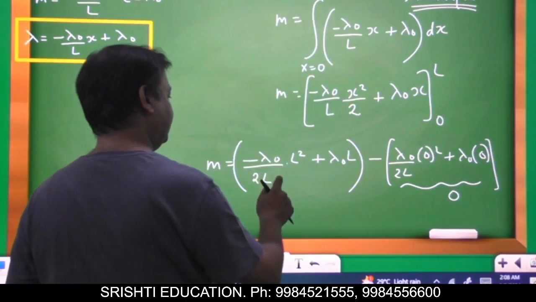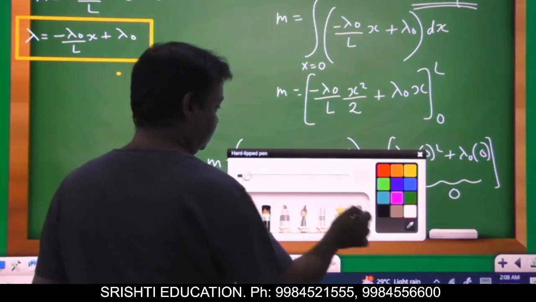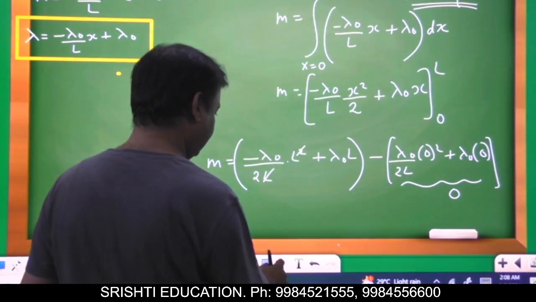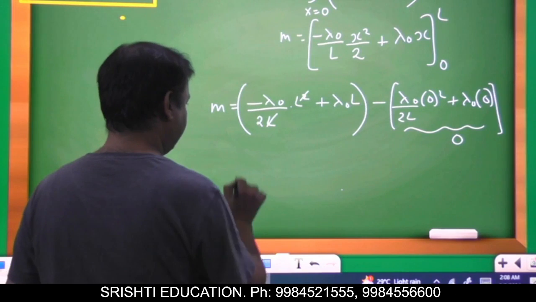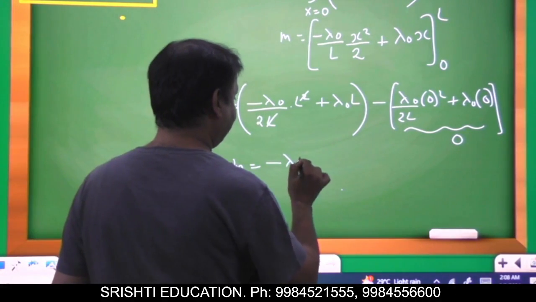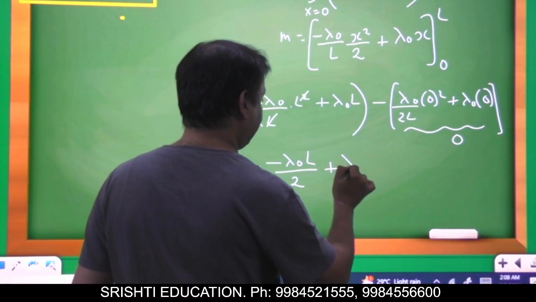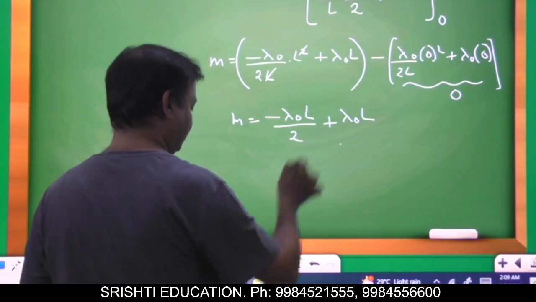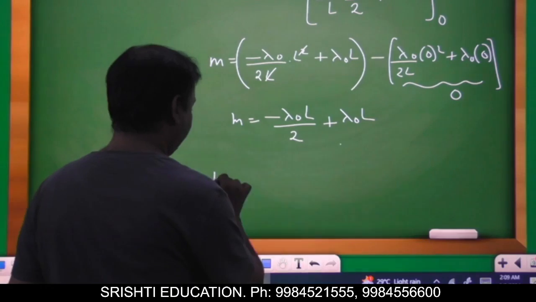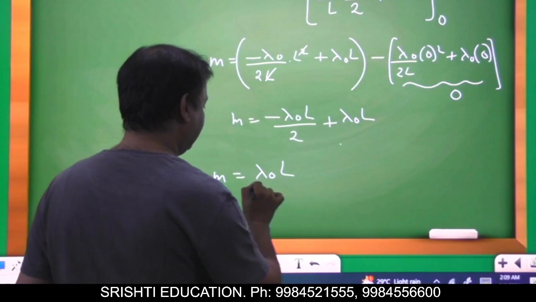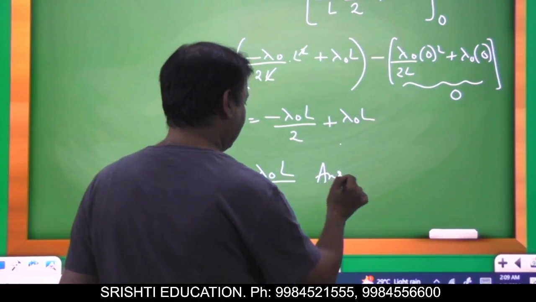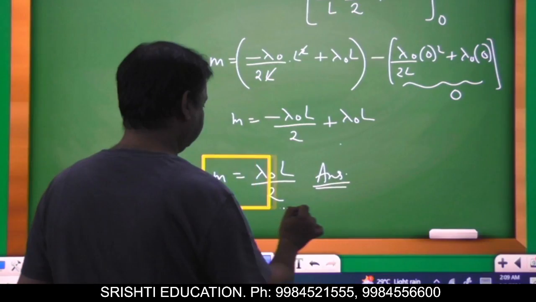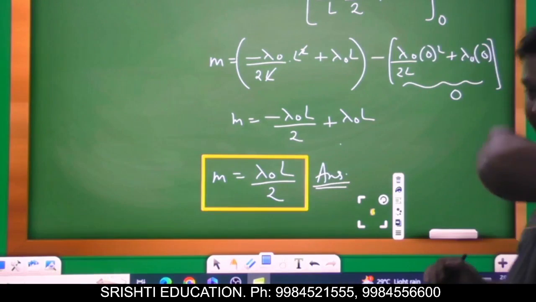So your answer will be, one L will get cancelled away. So you will get m as minus lambda naught L by 2 plus lambda naught L. This is minus half and plus 1, so m will come to be lambda naught L by 2. This is your answer, the mass of the rod.